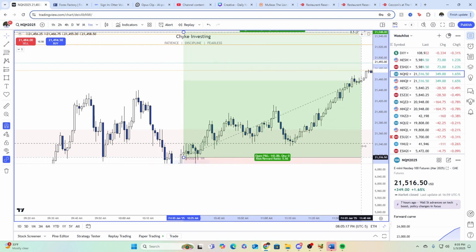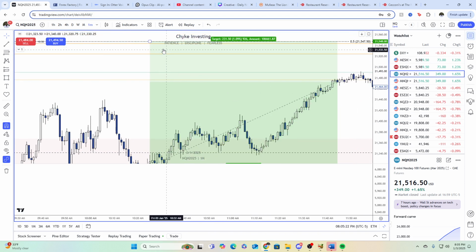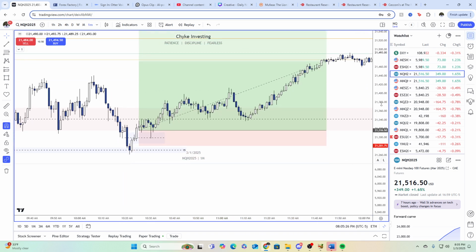So I'm waiting for an entry to get in. So that's a 1 to 6.6. That's a 666. Honestly, I'm not taking no 666s, bro. Praise the Lord. Hallelujah. Praise Jesus.